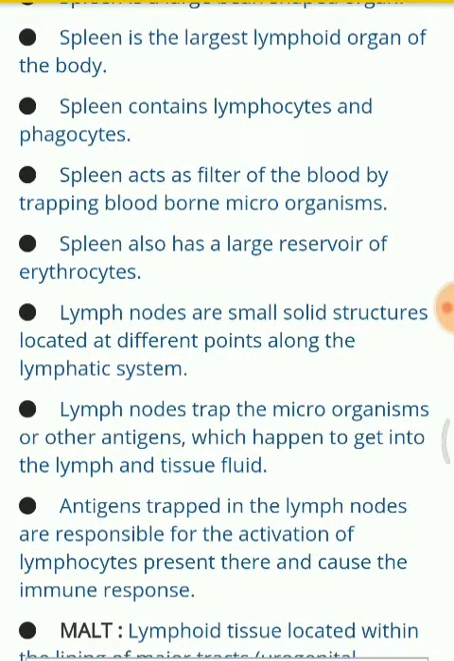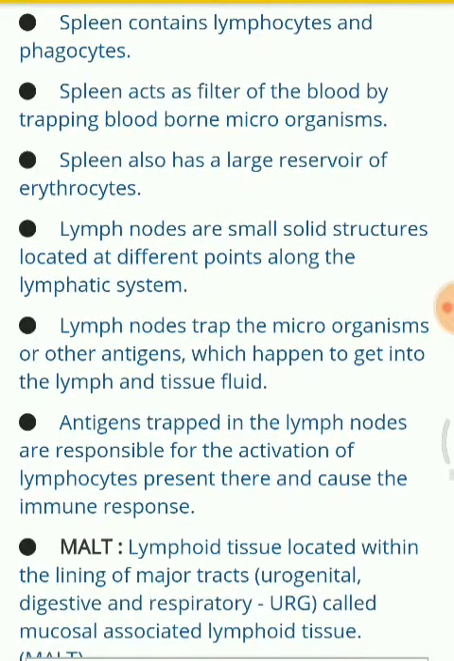Lymph nodes are small solid structures located at different points along the lymphatic system. Lymph nodes trap the microorganisms or other antigens which happen to get into the lymph and tissue fluid. Antigens trapped in the lymph nodes are responsible for the activation of lymphocytes present there and cause the immune response.